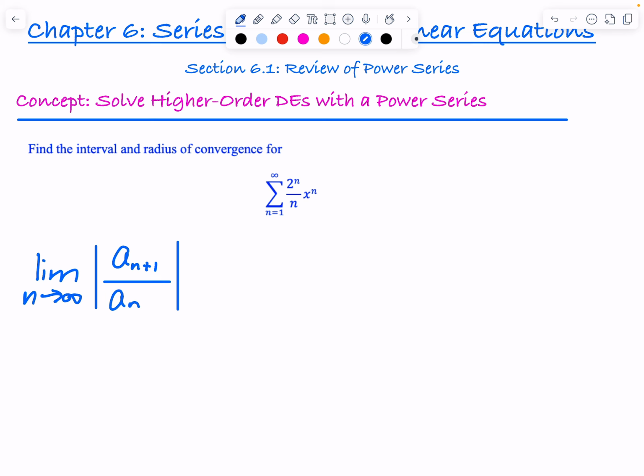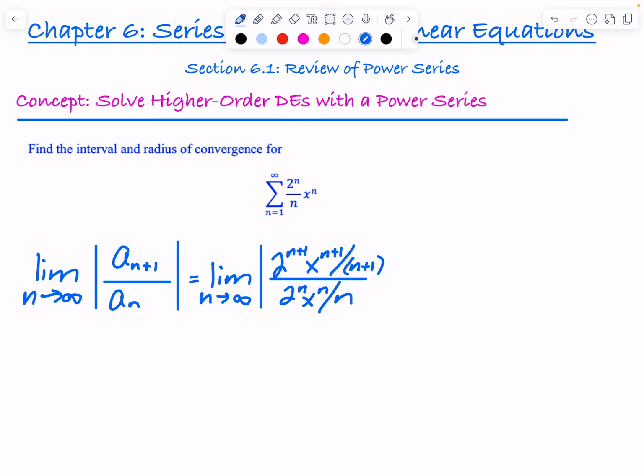Okay, so we're going to plug all this in. Some of these you're going to want to go off to the side. This one I think is doable here. All right, so up top, if I plug in n plus 1 into the sequence, I get 2 to the n plus 1, x to the n plus 1, and all of that divided by n plus 1. On the bottom, we just plug in n.